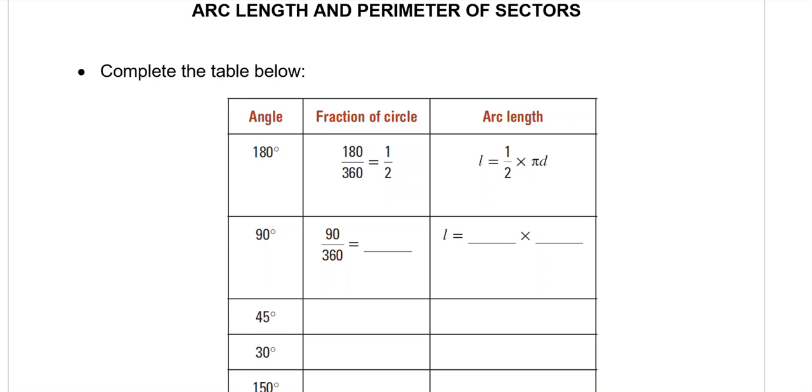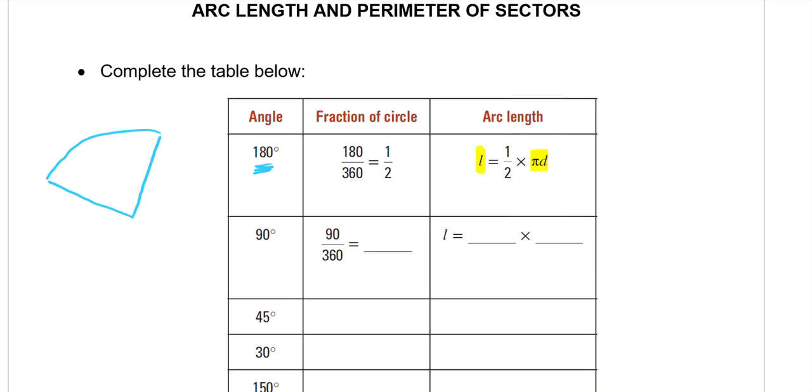We have a table here to fill in to help us work out a new formula. So if we had a 180 degree angle in a sector, so we're saying we don't have a whole circle, we have a sector, which is a part of a circle like this. Now, if we had 180 degrees, we would say, okay, well, there's 360 degrees in a circle. So if we put 180 over 360 degrees, we have half of a circle. That means that my arc length, which we're calling L, is our symbol for arc length, is half of a normal full circle. So we have half of our pi times d.